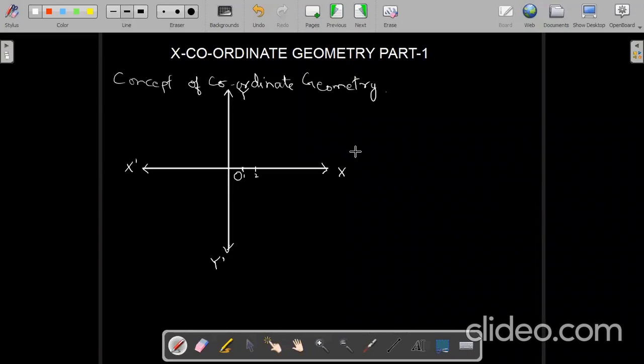So we have to start today coordinate geometry. The concept of coordinate geometry is based on the Cartesian coordinate system. This is a horizontal line, a vertical line. If these two lines intersect at a point O, then from this point O we have 0, and on the right hand side we will have 1, 2, 3 positive numbers, and on the left hand side you will have negative numbers -1, -2, -3.